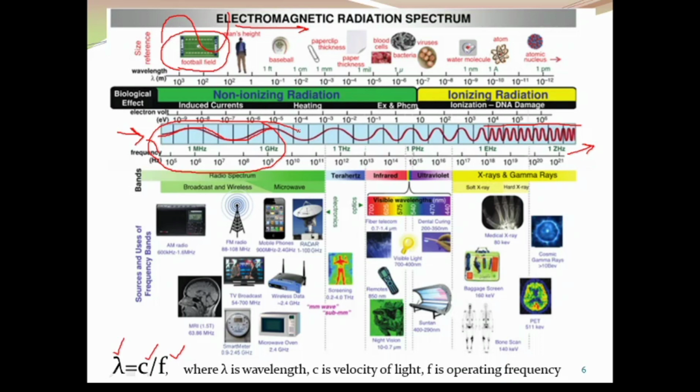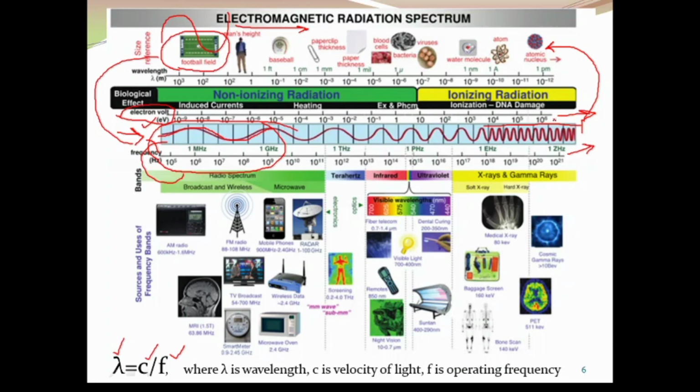So we know that at high frequency the wavelength is very small, around the size of an atomic structure. Here at low frequency the wavelength is big, sometimes around a football field. The third part is electron volt, that is, the energy level of the corresponding signal. The energy level is very low at low frequency, and toward the other end the energy level is high.